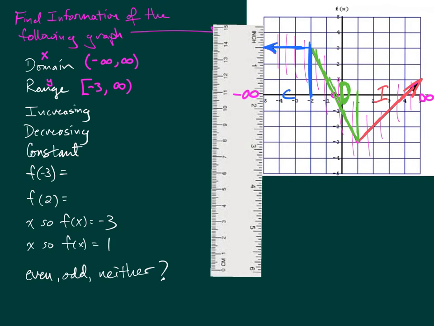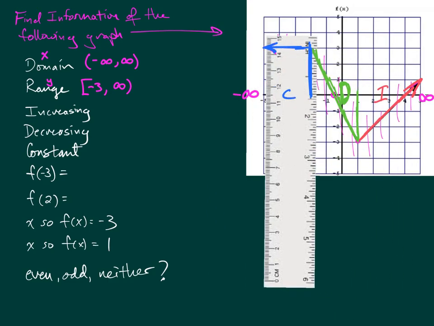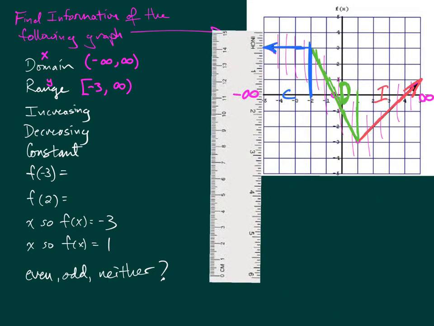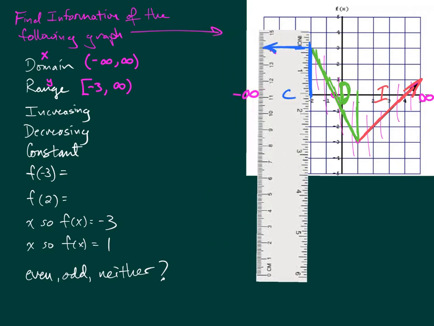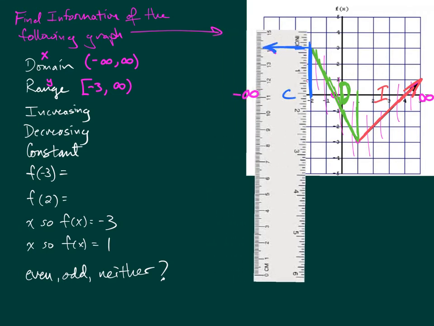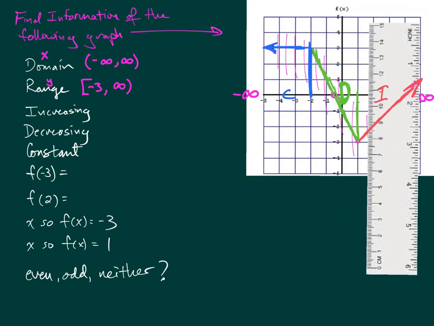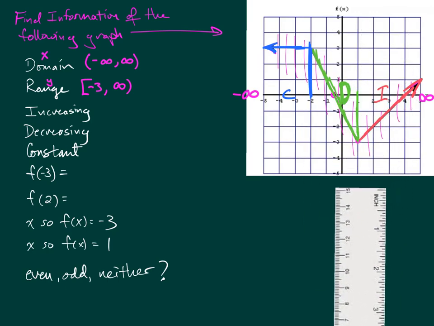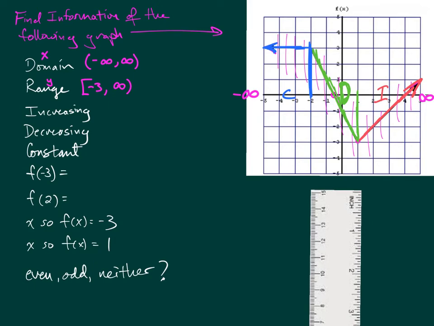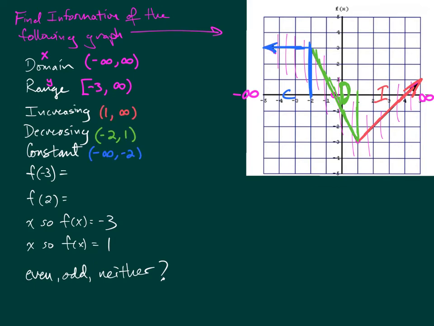So now all that needs to be done is that the intervals need to be reported back. So it's constant from -infinity over to -2, decreasing from -2 to 1, and increasing from 1 to infinity. So let me take care of this ruler and write all that stuff down. So there are the intervals, and my straight edge is gone.